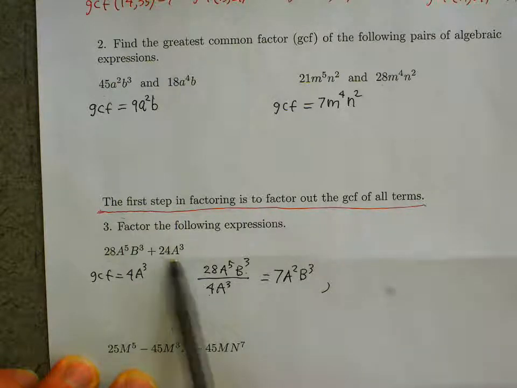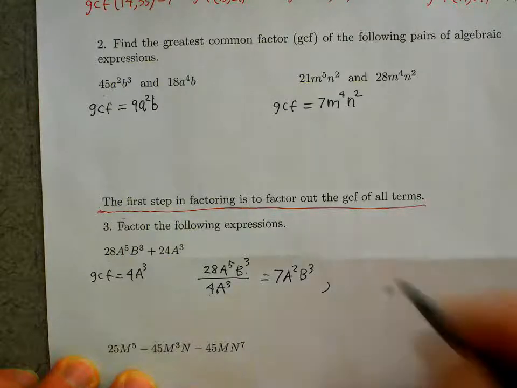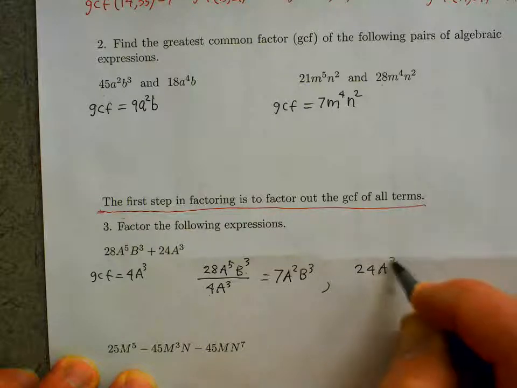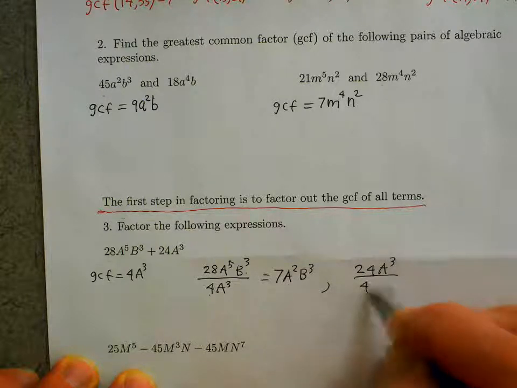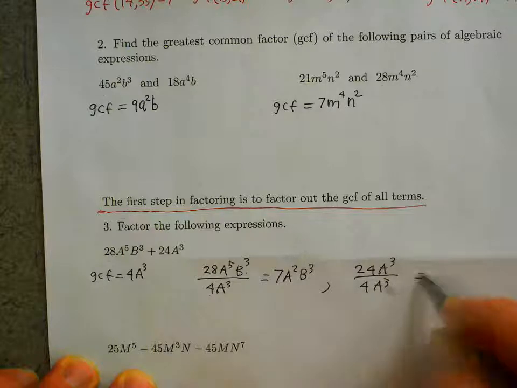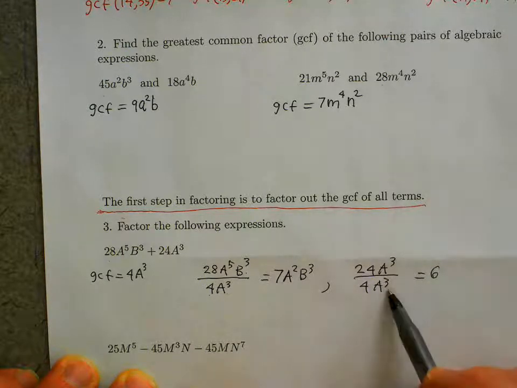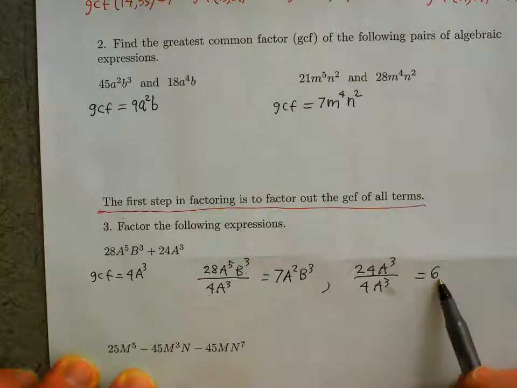And now we'll divide the other term, 24a to the third, by the greatest common factor. So 24a to the third divided by 4a to the third. 24 divided by 4 is 6. A to the third divided by a to the third is 1. So we just get 6.